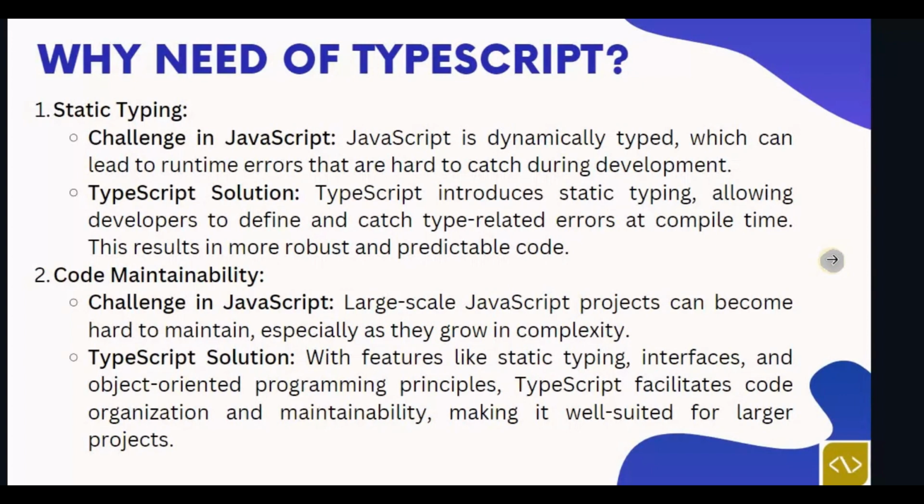But this is an issue as well, because earlier you were storing a string in a variable, but later you are changing it to integer type, and then it might create an issue if you are calling an API which only accepts string type. But this can be solved in TypeScript. TypeScript introduced static typing, which allows developers to define and catch type related errors at compile time. This results in more robust and predictable code.